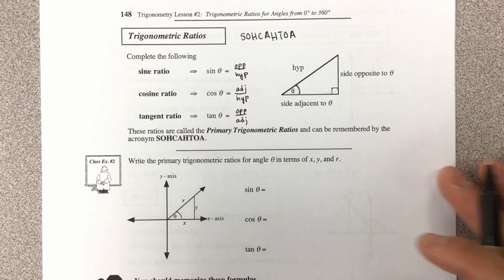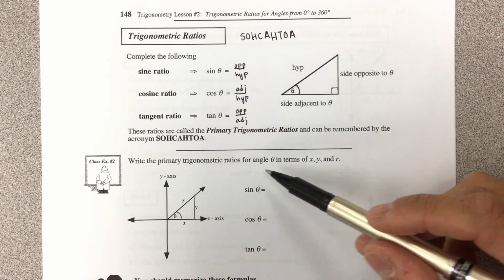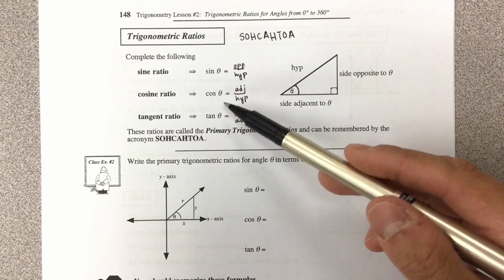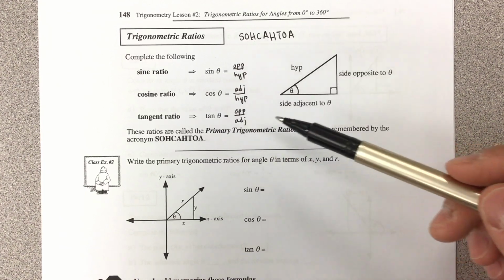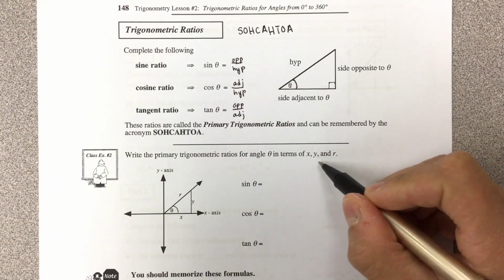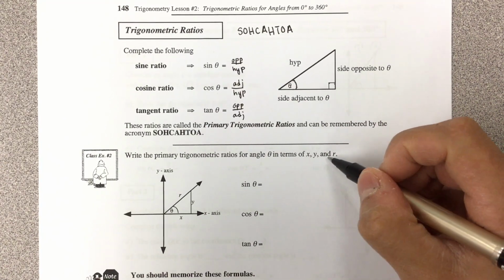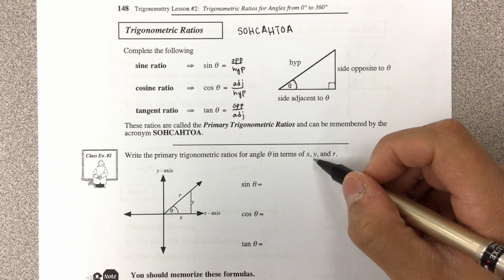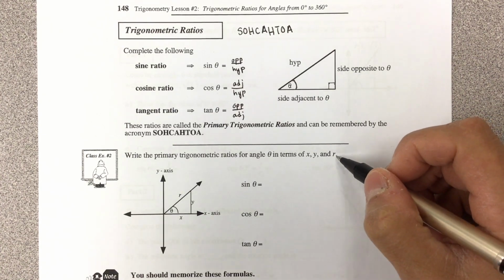Now what we want to do, for example 2, is write our primary trig ratios, so opposite over hypotenuse, adjacent over hypotenuse, and opposite over adjacent, in terms of x, y, and r, because remember this is what we're using in trig now, these variables x, y, and r, where x is horizontal, y is vertical, and r is my radius.